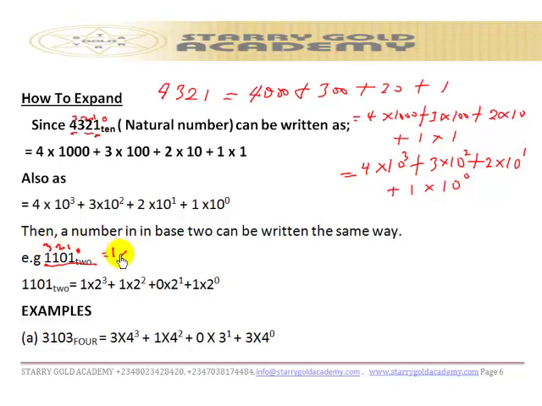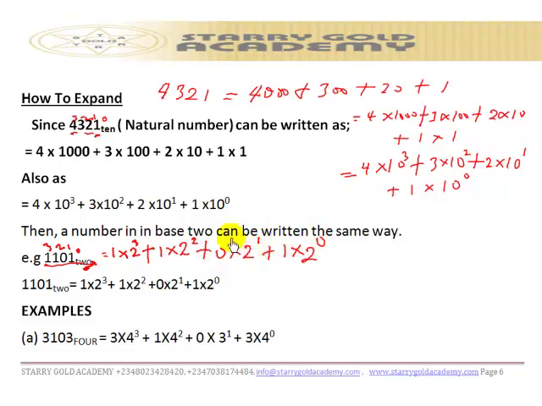1 times your base 2, 1 times 2, this 2 here, raised to the power 3, plus 1 times 2 raised to the power 2, plus 0 times 2 raised to the power 1, plus 1 times 2 raised to the power 0. Now what you have just done is you have just expanded this number.